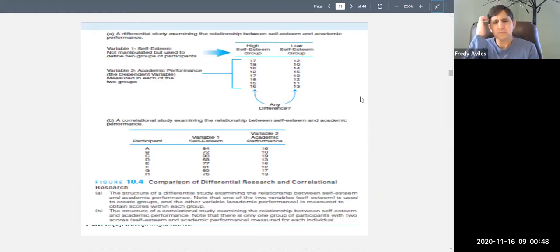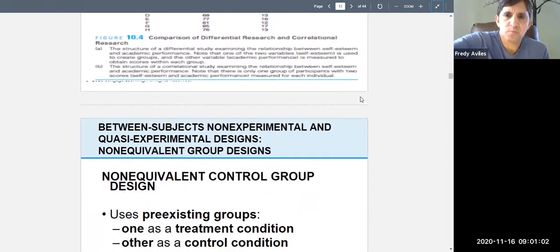So what I'm saying is this is redundant. When you do a differential research design and you do a correlational study design, yes, they are different designs, but they tell you more or less the same thing. Okay, let's keep going. I think I've said too much about that already.